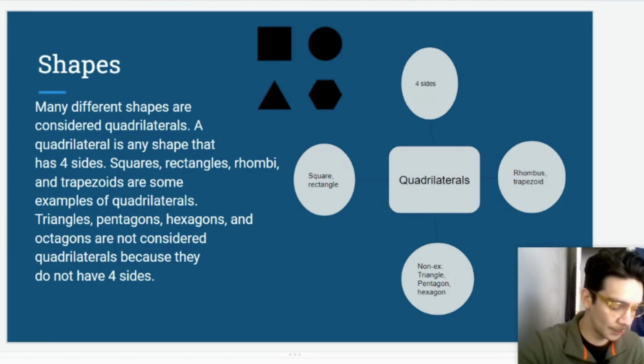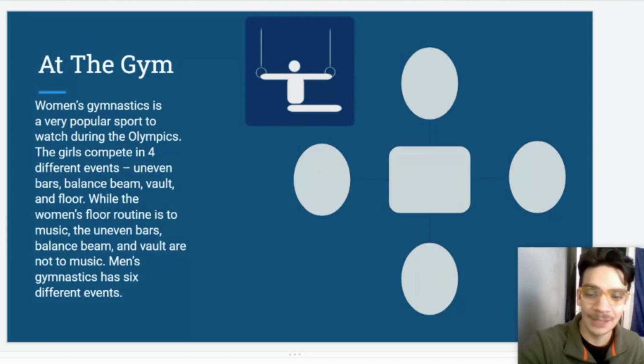So let's try again with another article. At the gym. Women's gymnastics is a very popular sport to watch during the Olympics. The girls compete in 4 different events: uneven bars, balance beam, vault, and floor. While the women's floor routine is to music, the uneven bars, balance beam, and vault are not to music. Men's gymnastics has 6 different events.